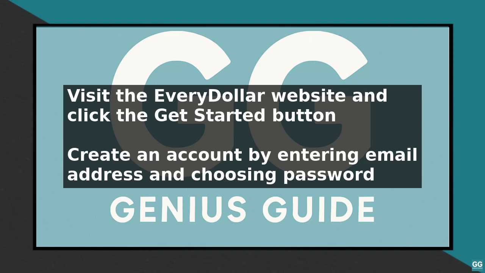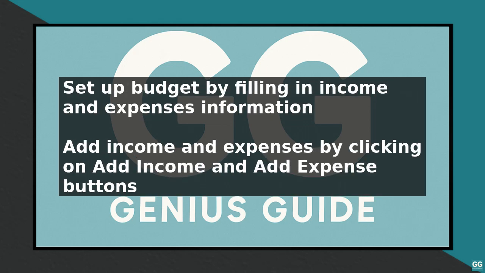Once you have created your account, you will be asked to set up your budget by filling in your income and expenses. This will help you understand where your money is going and how much you can allocate towards your savings goals. You can add your income and expenses by clicking on the Add Income and Add Expense buttons.